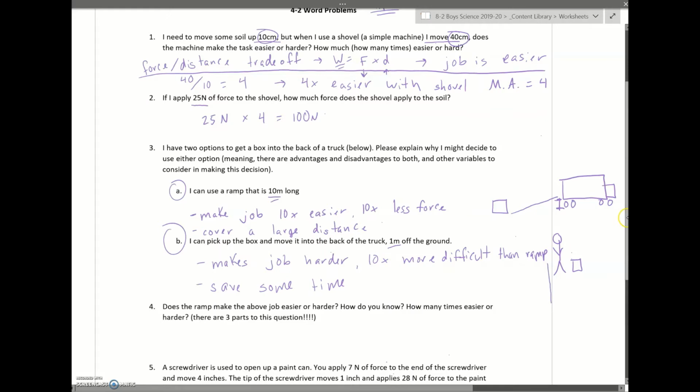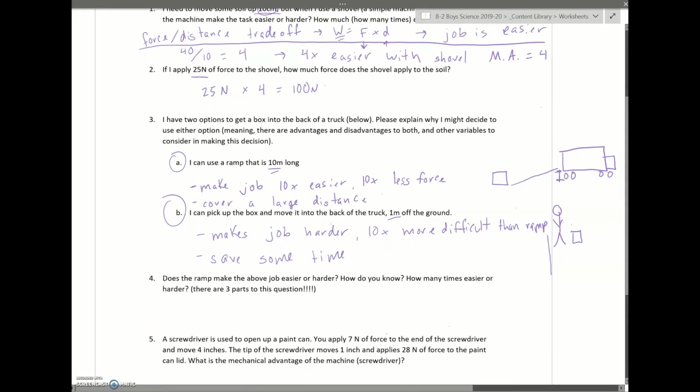Oh, and looks like I just answered question number 4 down here. Does the ramp make the above job easier or harder? Ramp makes the job easier. How do you know? More distance covered means that there is less force needed.